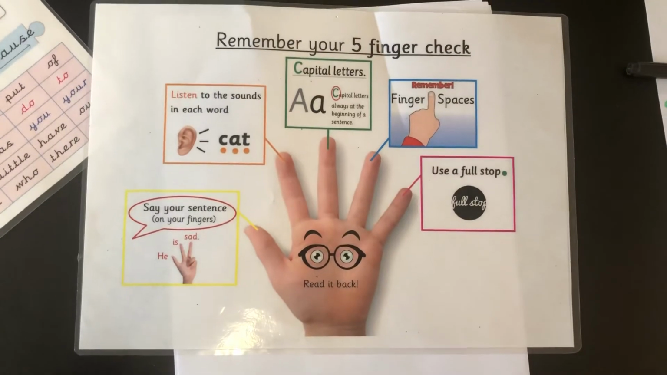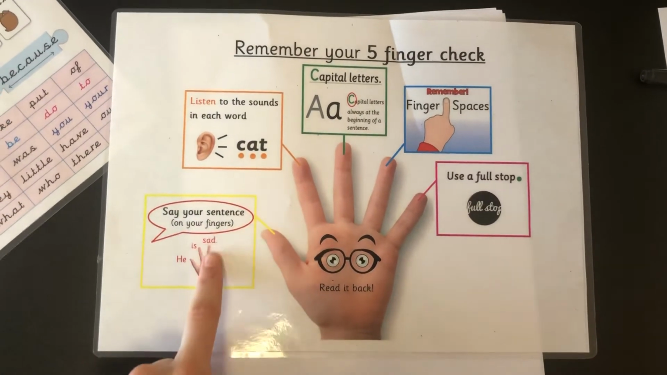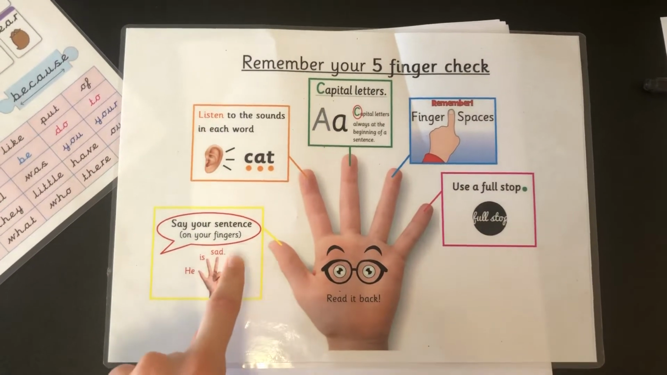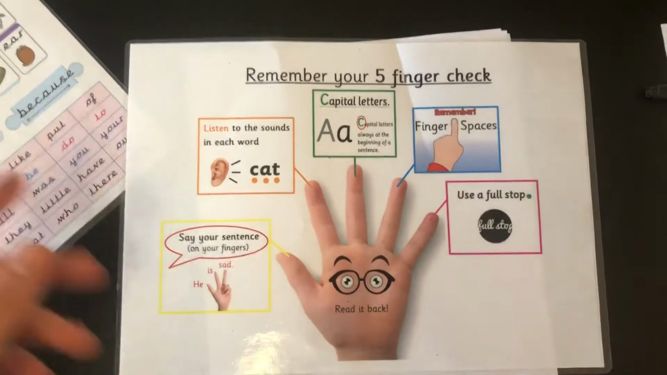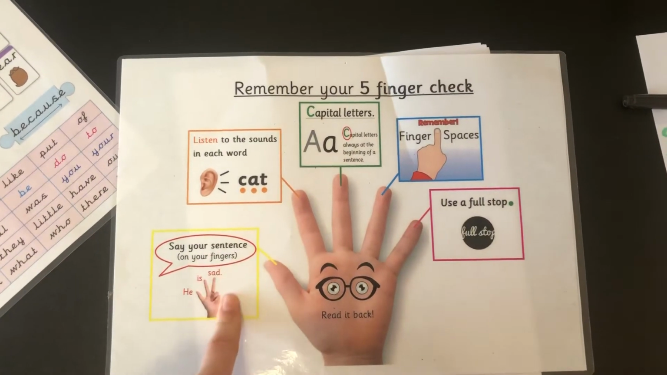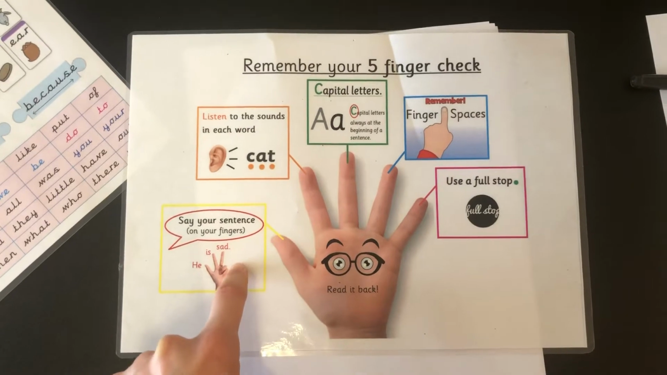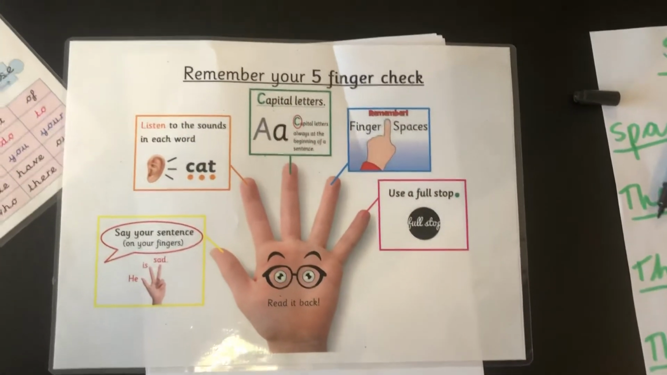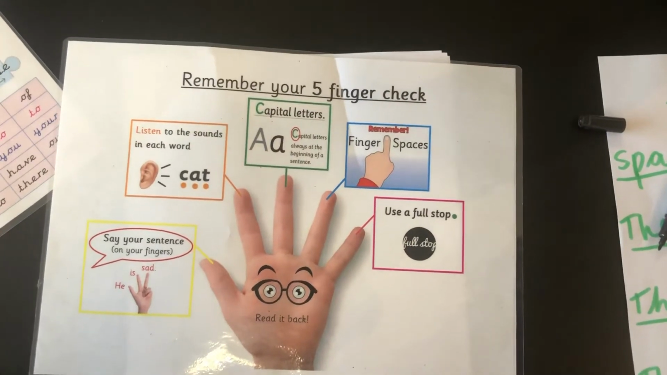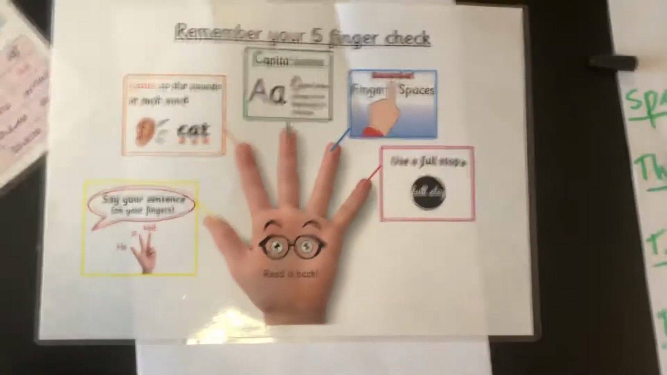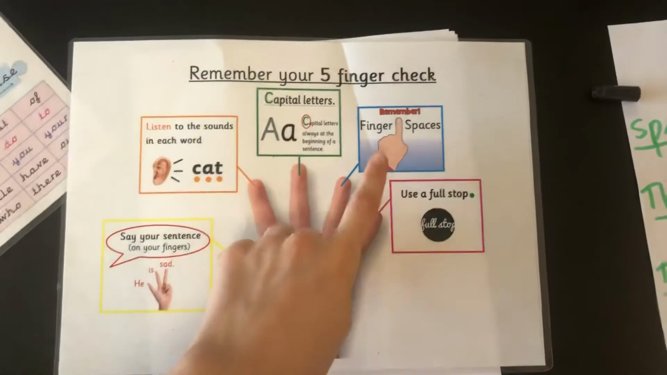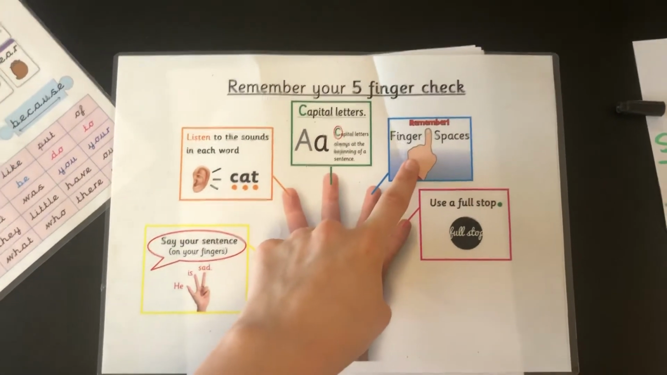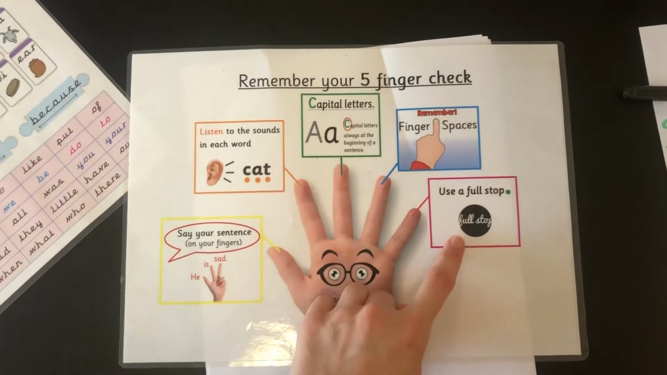When you're writing sentences, you need to make sure that you're saying your sentence. That's really important to help you remember what you're writing. So say your sentence. The next thing you need to do is listen to the sounds in each word. You're going to need capital letters after a full stop and at the beginning of a sentence. You're going to need finger spaces between your words, and finally at the end you will need a full stop.